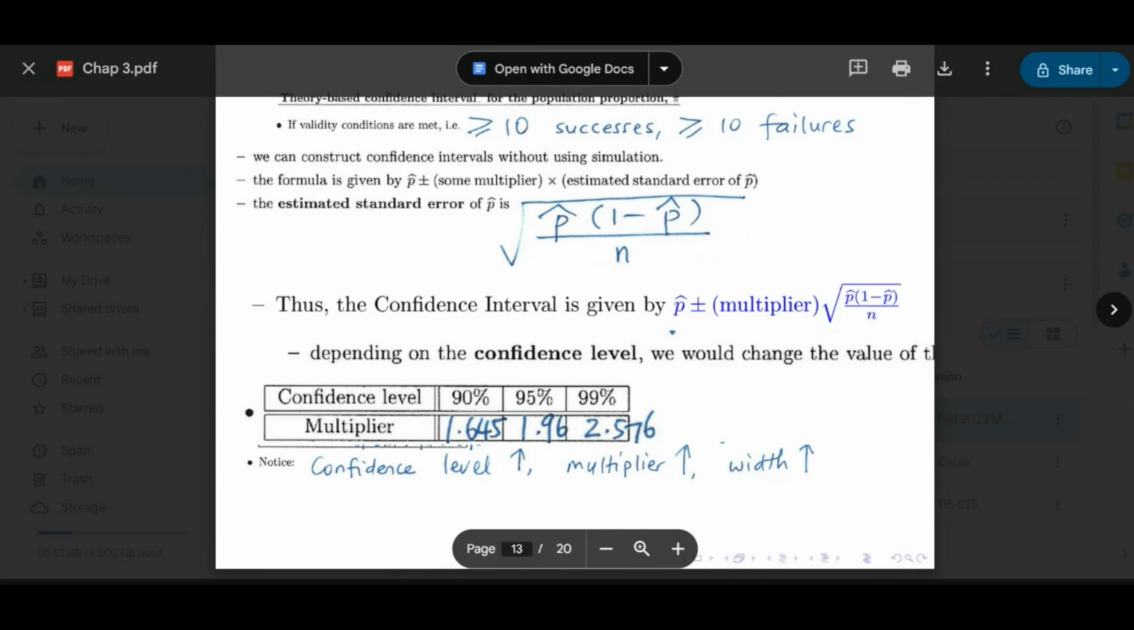Now, technically, depending on what percentage confidence you want, you would change the multiplier according to this formula. So you should have copied these things down. This table is very important. If you want a 95% confidence interval, you use 1.96 here. If you want lower confidence, you put a smaller multiplier. The key thing to realize is this form is the confidence interval form. And we explained why it makes sense.